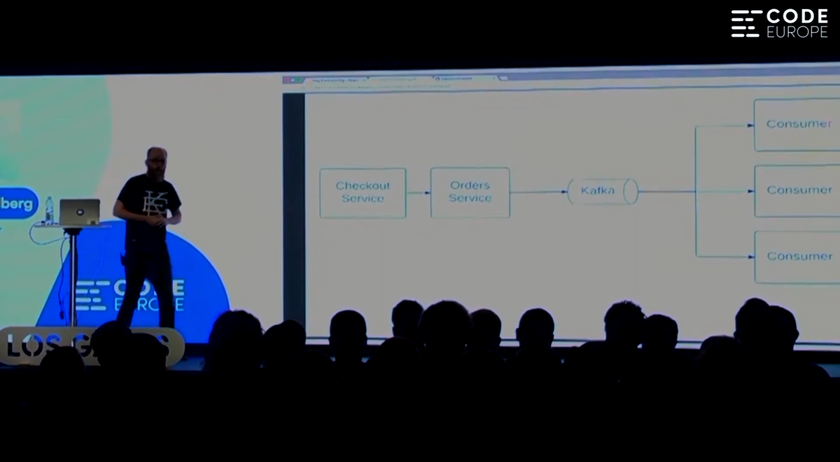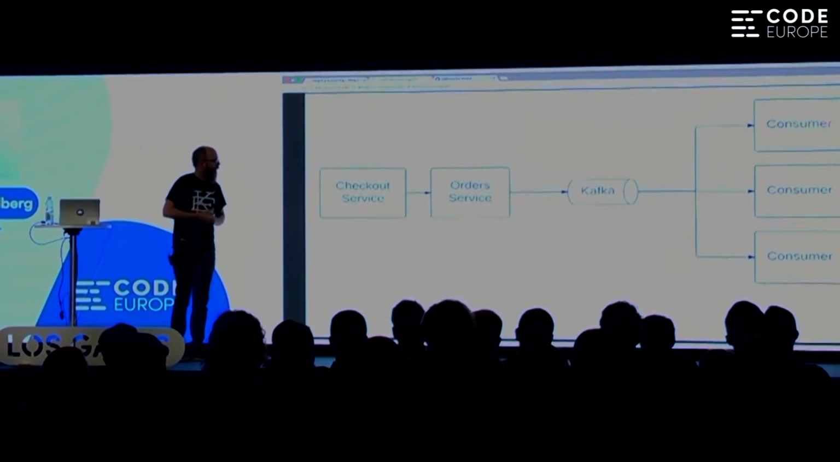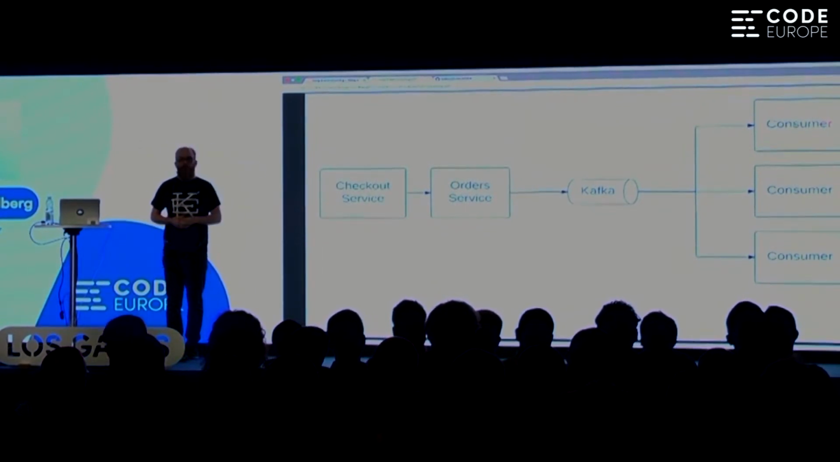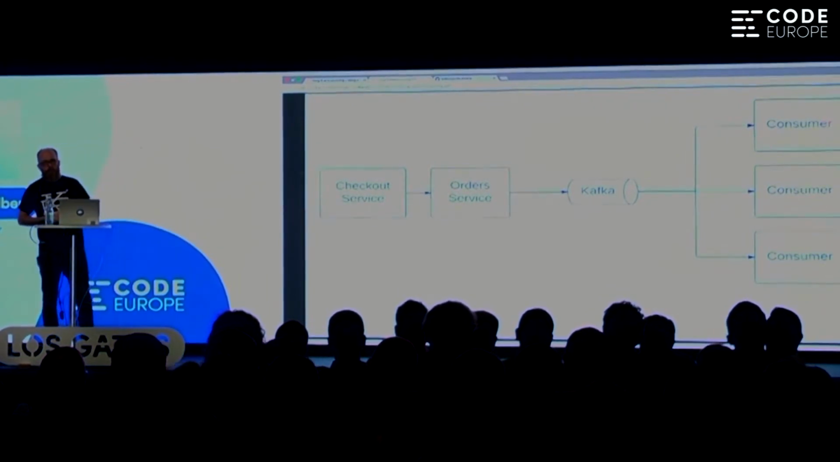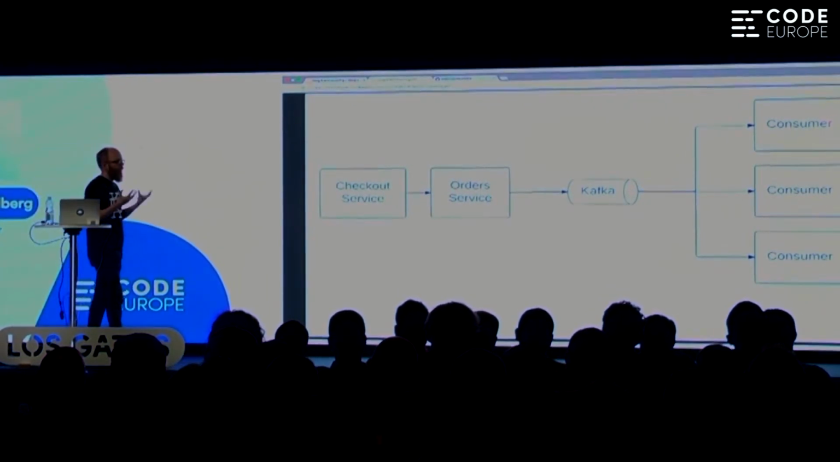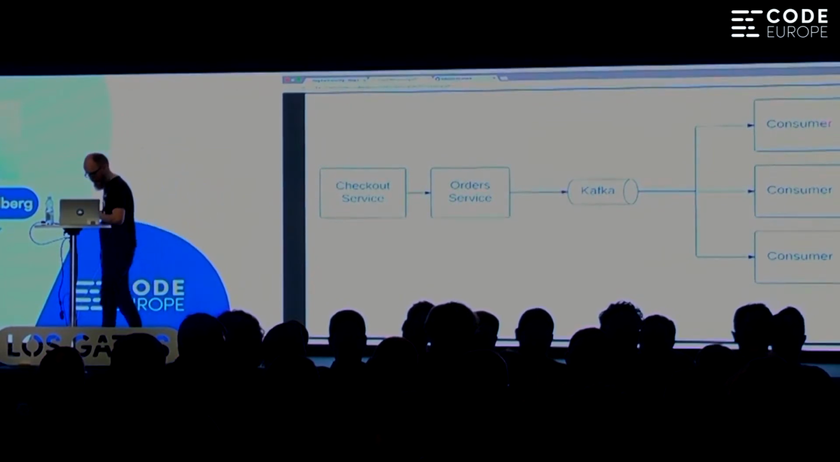Now we have a really complex setup. We have our order service, that's me, and we have a Kafka, and then we have 3 different consumers down there. And we have a checkout service that's creating the order. So when a checkout is complete, they generate an order. That's how the world works.